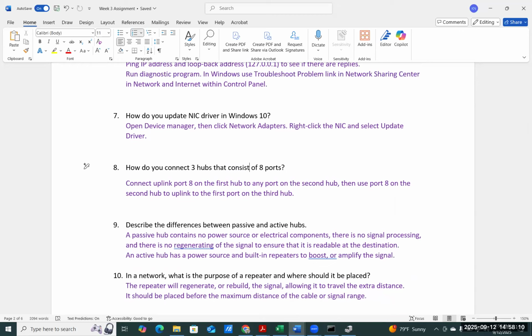So you're going to connect an uplink port. On the hub itself, there's going to be a port that is specifically for uplink. Usually it's labeled. You connect port A on the first hub to any port on the second, and then use port A on the second hub to uplink it. So port A, the last port on the hub, is dedicated to uplinking. We take the last port on the first hub.